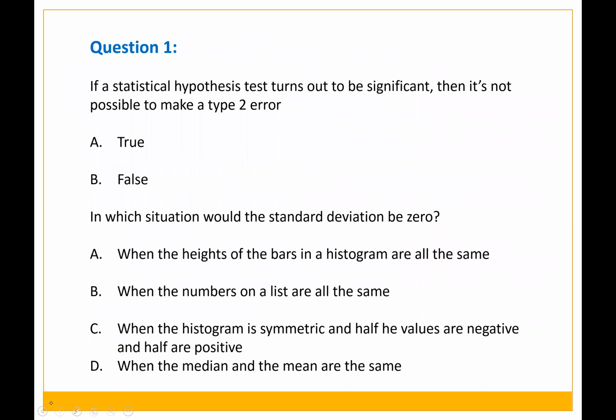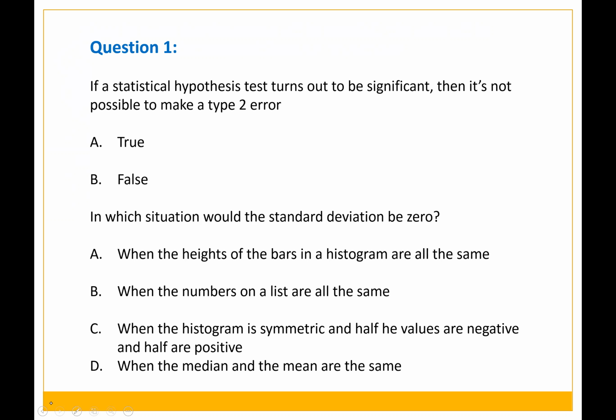So the first question has two parts. If a statistical hypothesis test turns out to be significant, then it's not possible to make a type 2 error. Is it true or false?